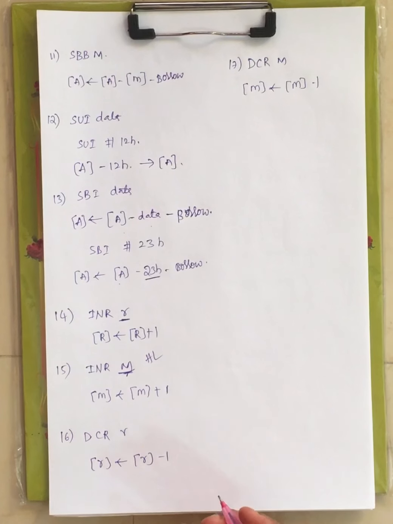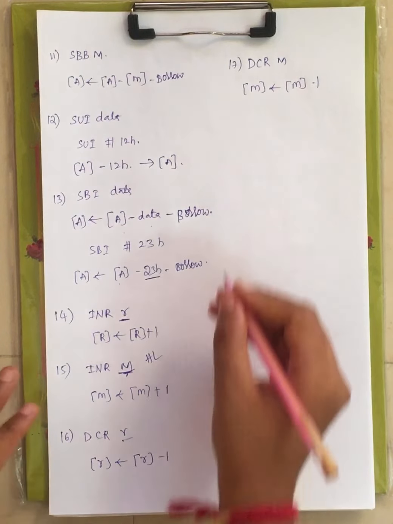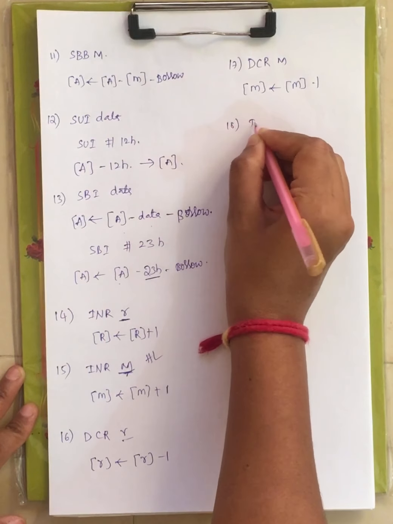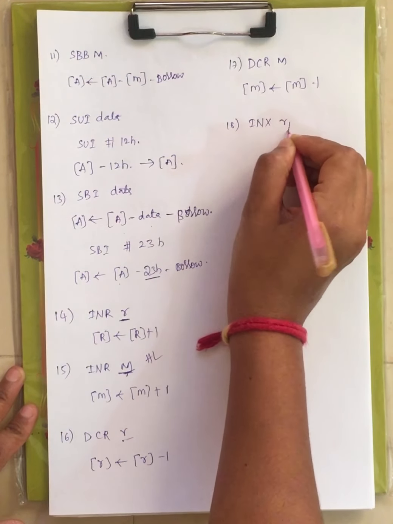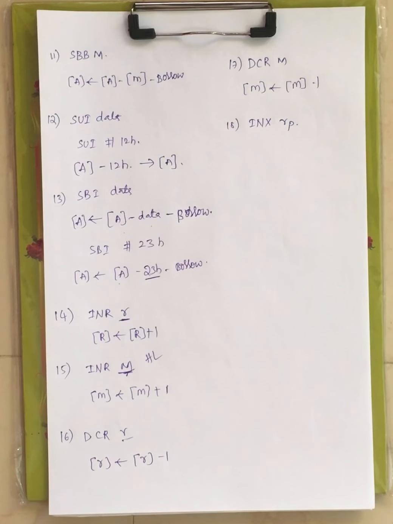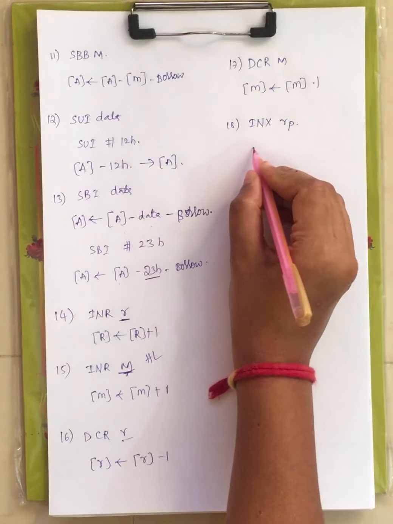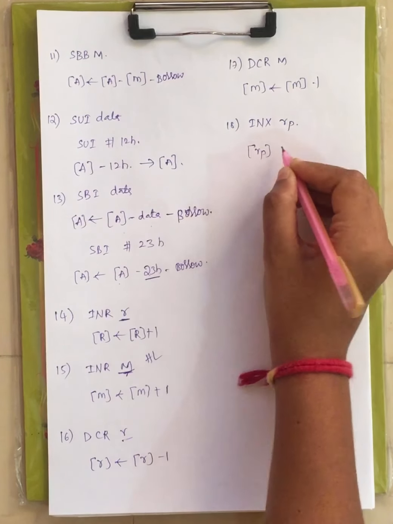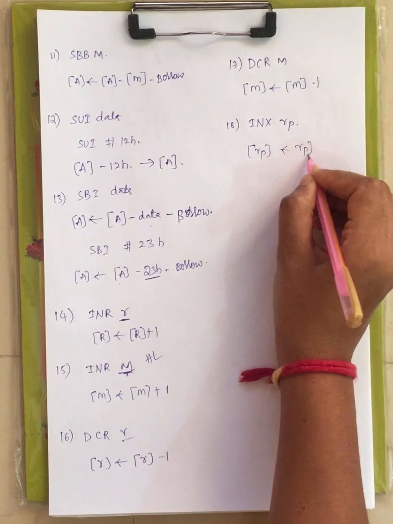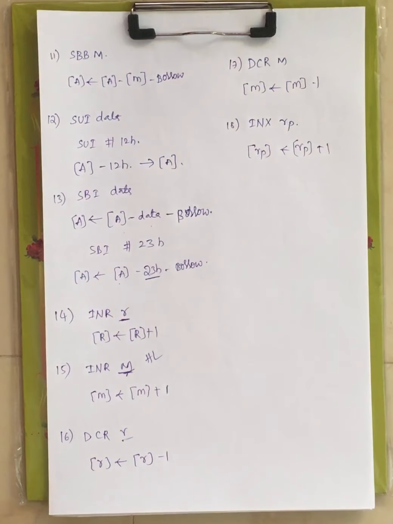Incrementing means plus 1, whether it is register or memory location contents. Decrementing means minus 1, whether it is for the contents of a register or a memory location. Now coming to the 18th instruction, we have INX RP. What is RP? Register pair. Incrementing the register pair contents by 1, and the result is stored in the register pair itself.